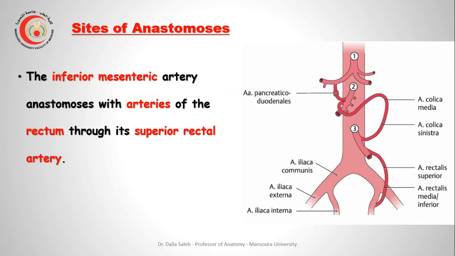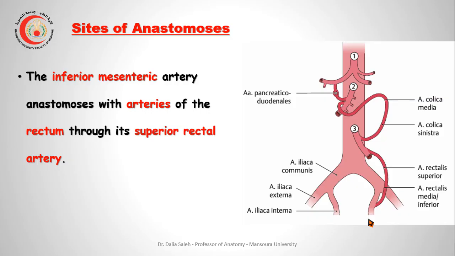Also, the final place of anastomosis is between the inferior mesenteric artery itself, through the superior rectal artery, and the internal iliac artery. Remember that the superior rectal artery is the continuation of the inferior mesenteric artery, and the internal iliac artery gives other rectal arteries that supply the rectum. So we have an anastomosis between the inferior mesenteric artery and the internal iliac artery through the branches that supply the rectum itself.